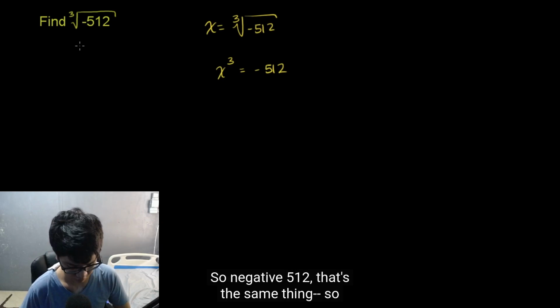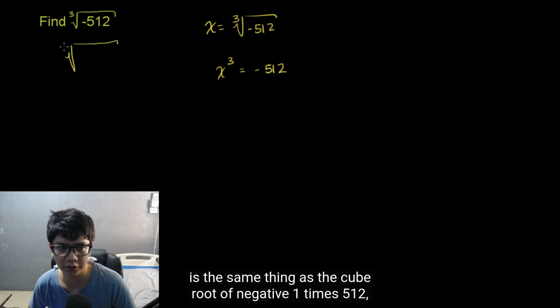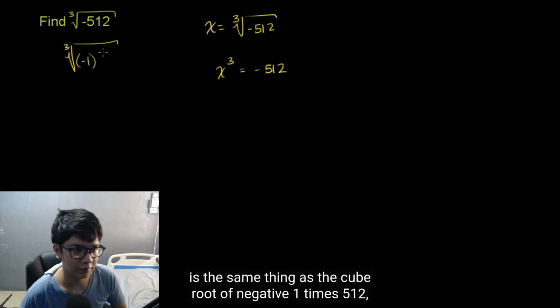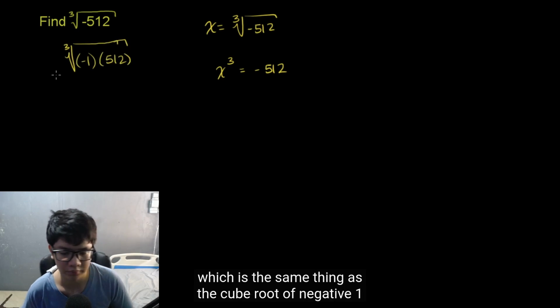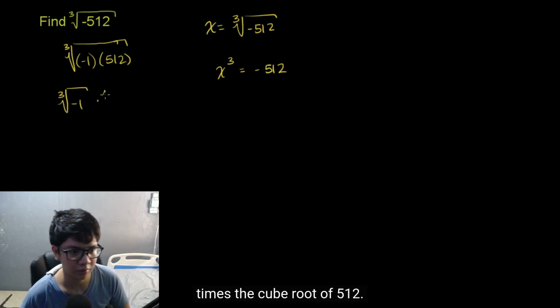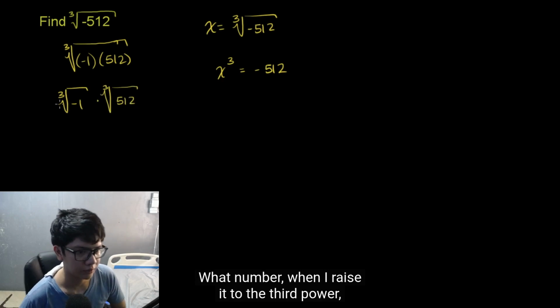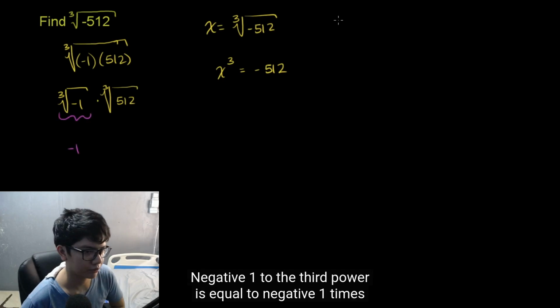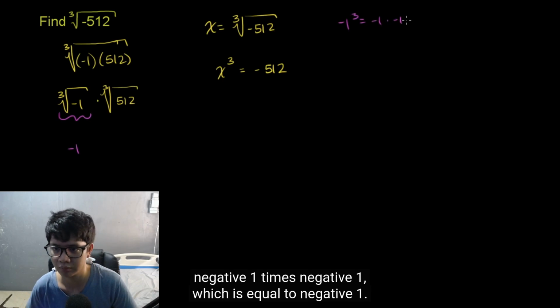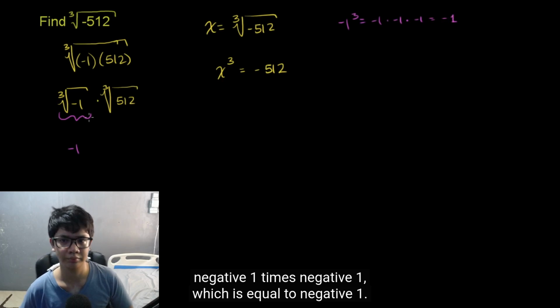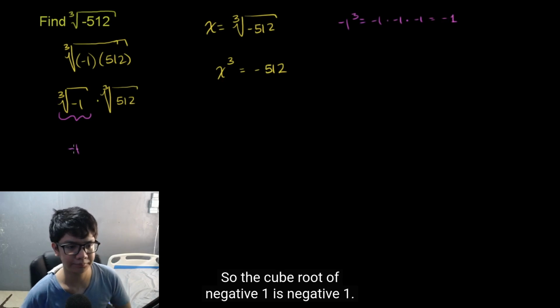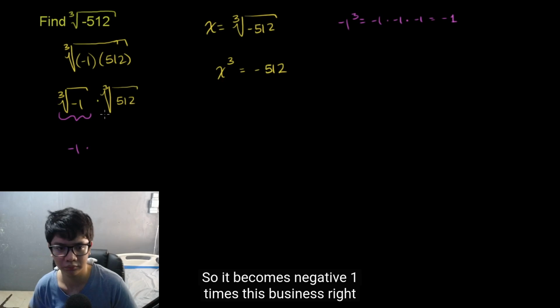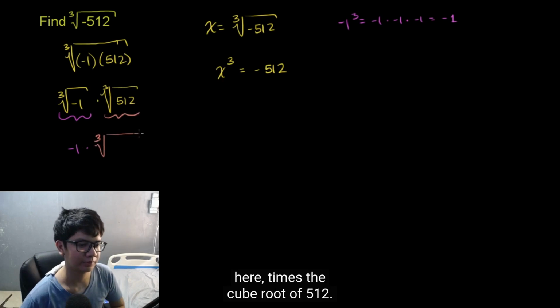So -512, that's the same thing. So let me rewrite the expression. This is the same thing as the cube root of -1 times 512, which is the same thing as the cube root of -1 times the cube root of 512. And this one's pretty straightforward to answer. What number, when I raise it to the third power, do I get -1? Well, I get -1. -1 to the third power is equal to -1 times -1 times -1, which is equal to -1. So the cube root of -1 is -1. So it becomes -1 times the cube root of 512.